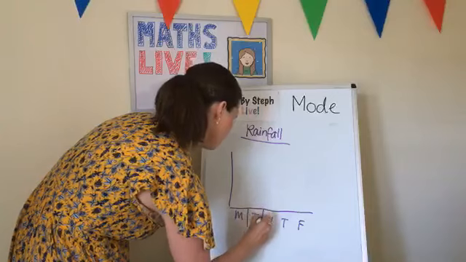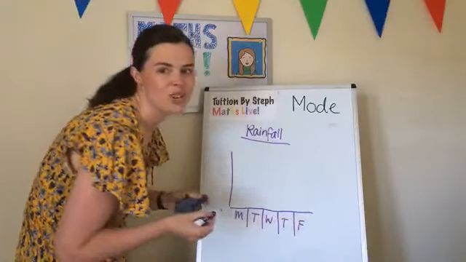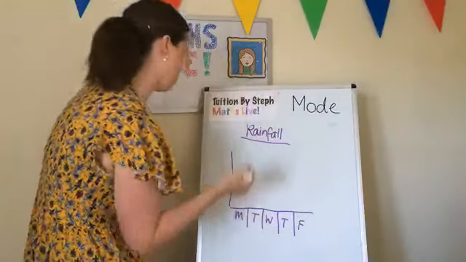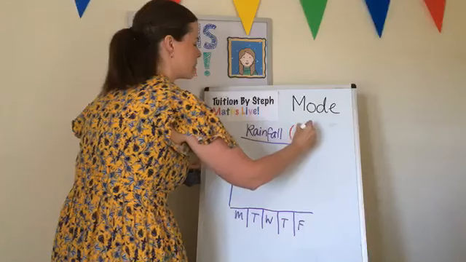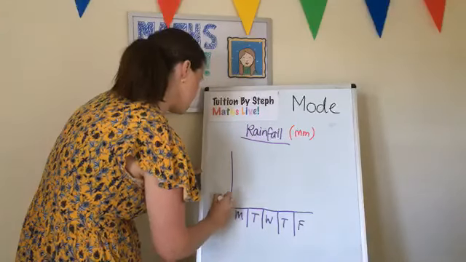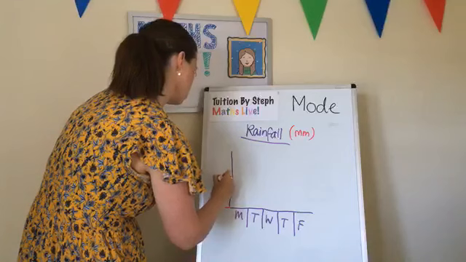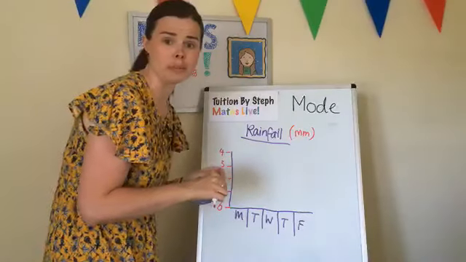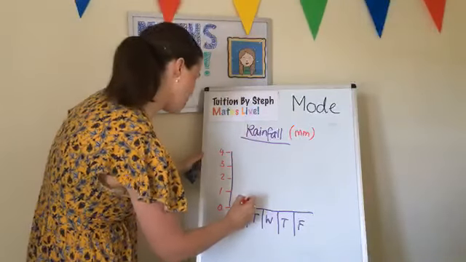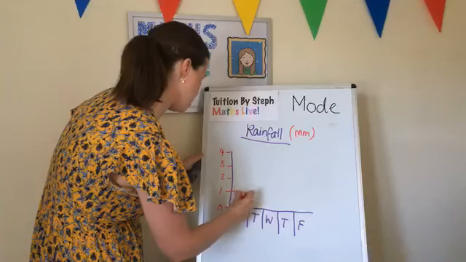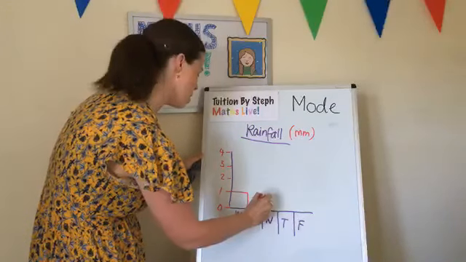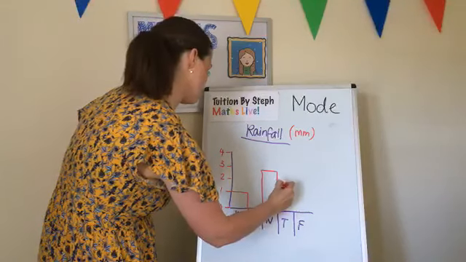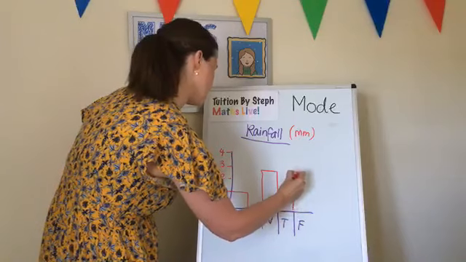So Monday, Tuesday, and I'm going to do this because the challenge question involves a graph, so remember, this is a clue to help you. For rainfall, I'm going to look at how many millimetres of rainfall. So 0, 1, 2, 3, so we go up to 4. Right now we've had no millimetres of rainfall. On Monday there was 1 millimetre of rainfall. On Tuesday there was none. On Wednesday there was 3. On Thursday there was 2. On Friday there was 3.